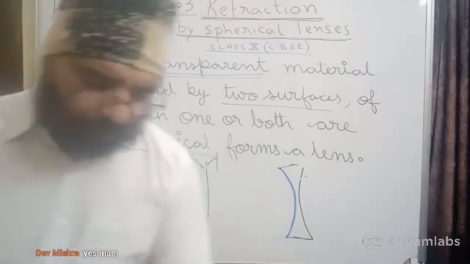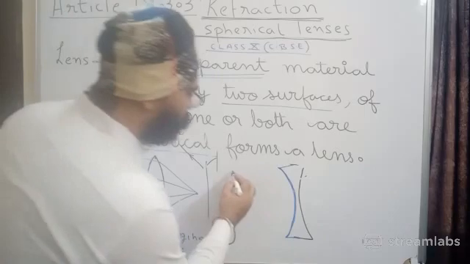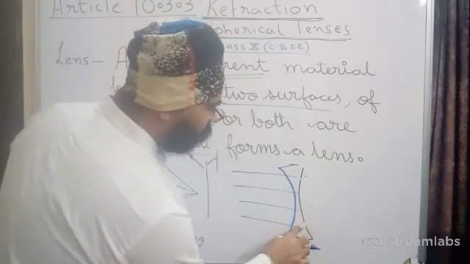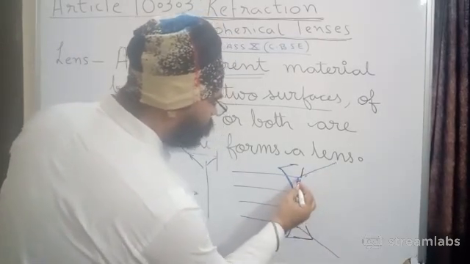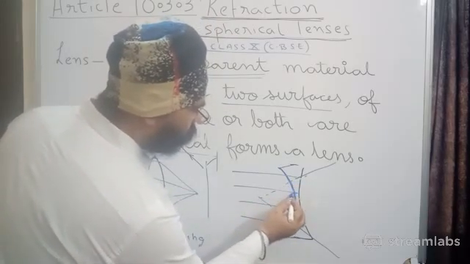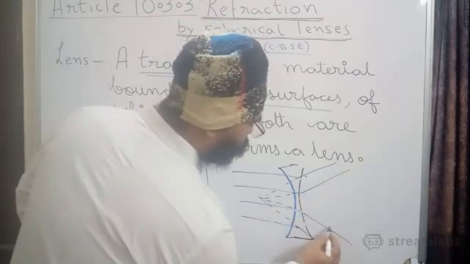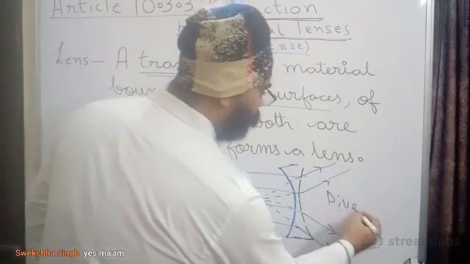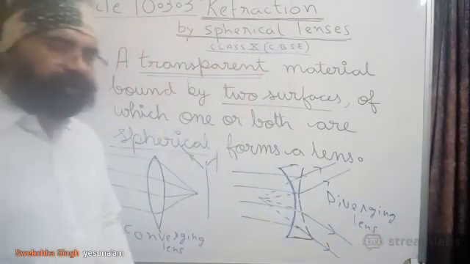Got it? So what does it mean? It's a diverging lens, because a parallel beam of light, if I have many such rays, it sends them away. It sends them away like this. So the rays are diverging. Hence it is also known as a diverging lens. Very simple, all of you understood?